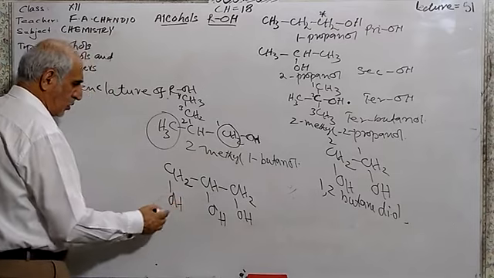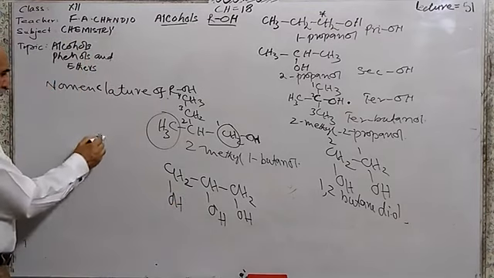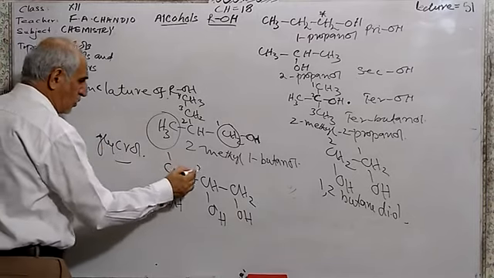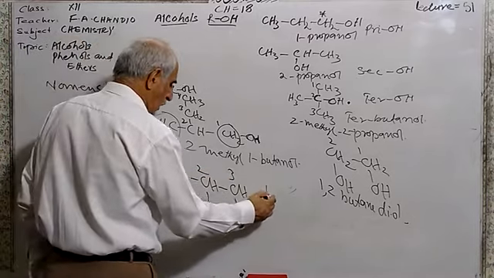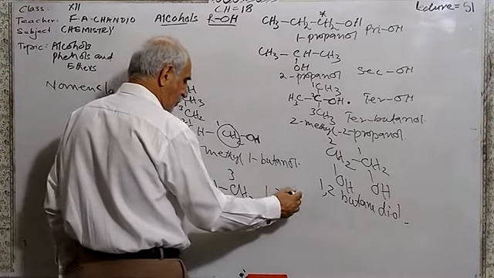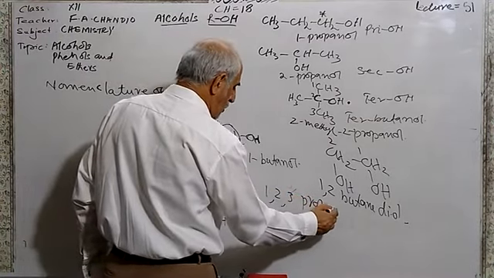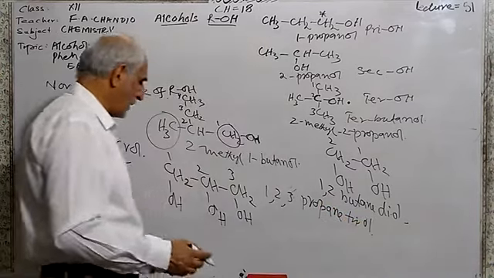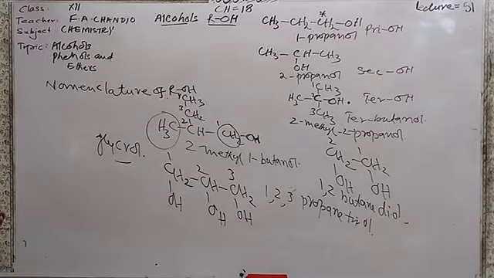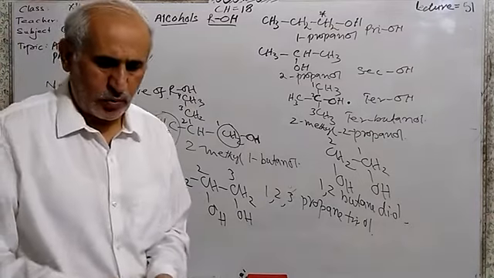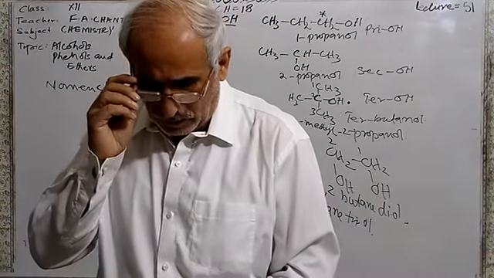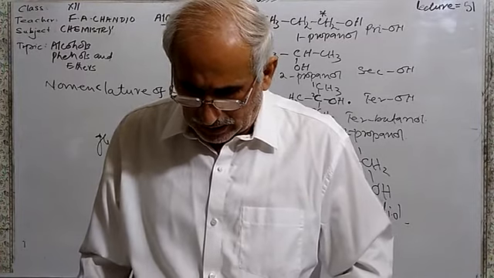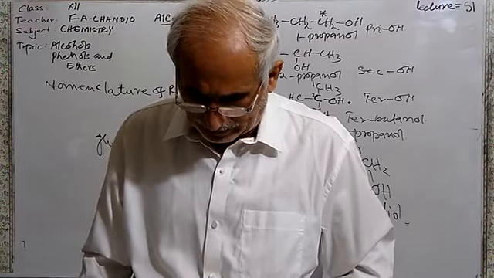If like this, this is glycerol, glycerine or glycerol, 1, 2 and 3. So 1, 2, 3-propane-triol. This is a case in which three hydroxyl groups are attached. So 1,2-ethane-diol or 1,2,3-propane-triol, which we call glycerol. These are the common names.